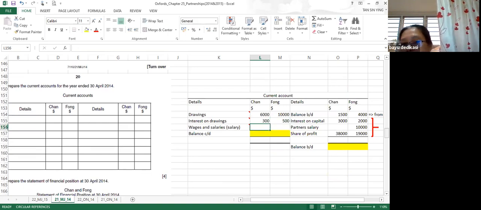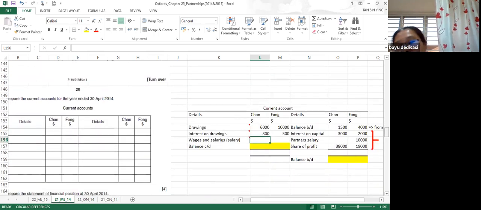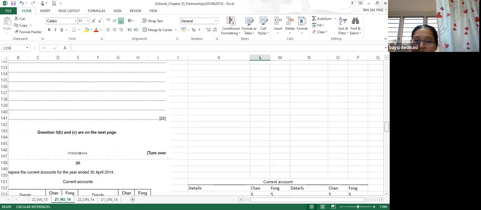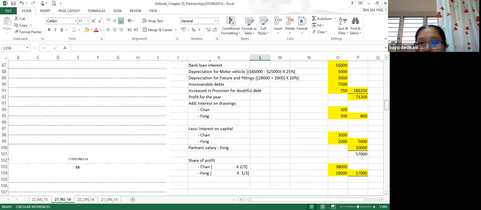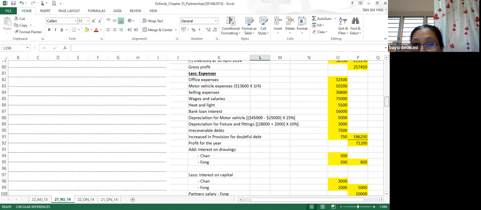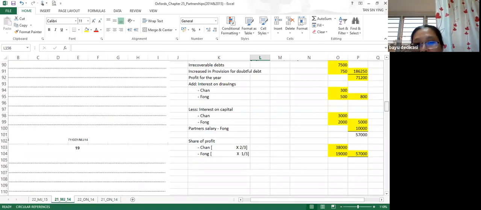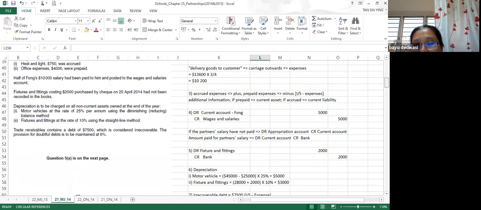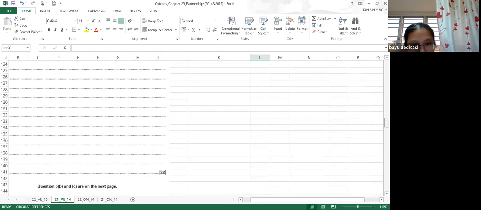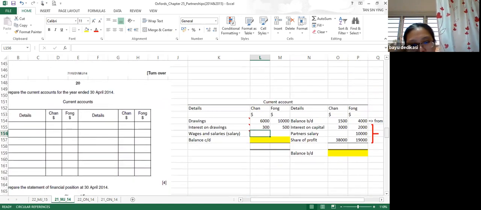Okay, good. Who are you supposed to pay to and how much is the adjustment amount? Look into your adjustment information. Yes, good. Now calculate your balance carried down.